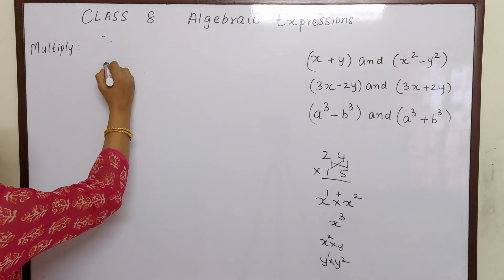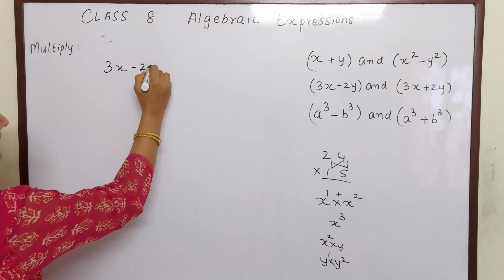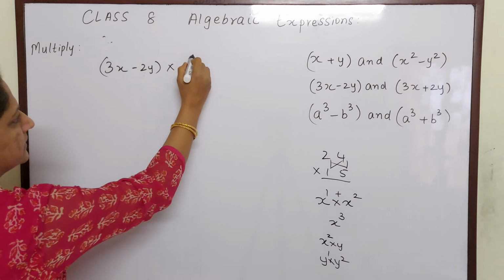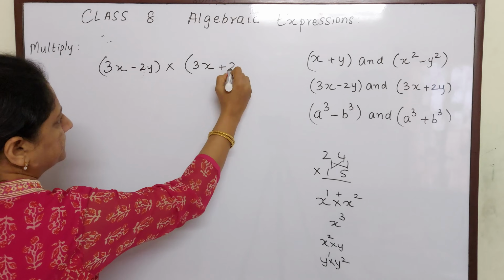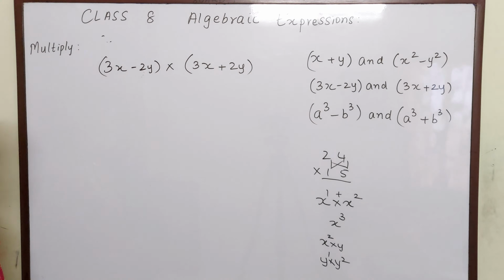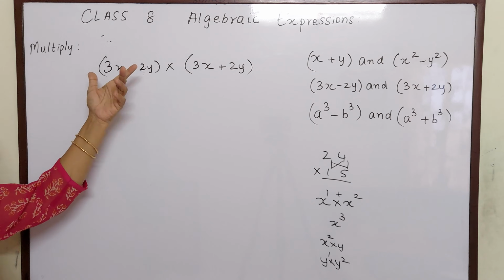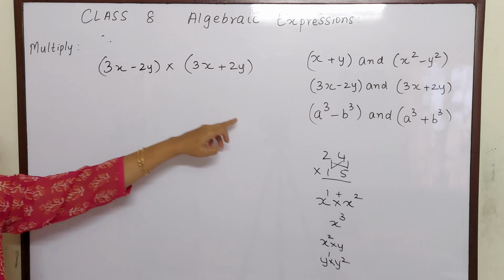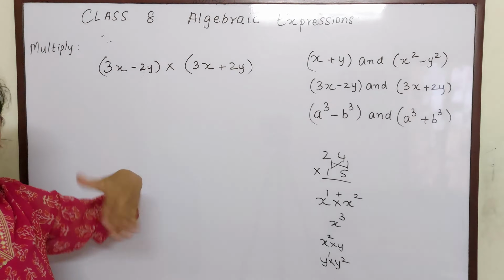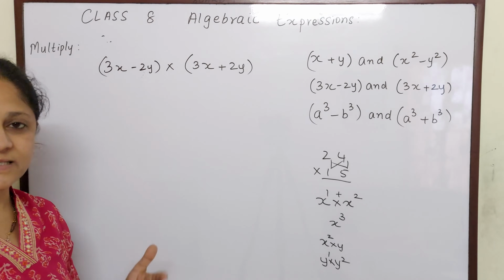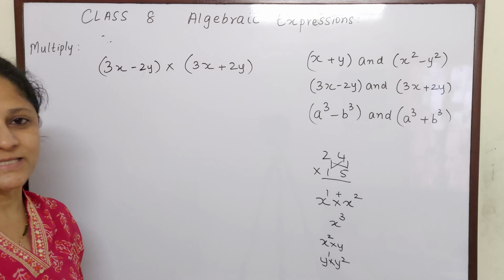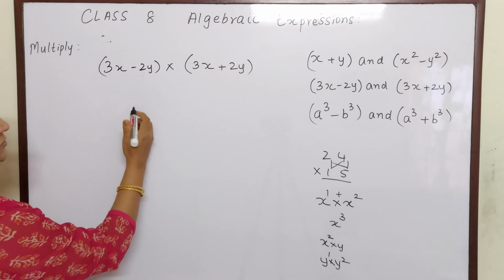(3x minus 2y) multiplied by 3x plus 2y. Now children, whenever there is one plus sign and one minus sign, try to write whatever has the minus sign 2 times and then distribute this, because if the plus sign comes outside the bracket, it will be easy to multiply. So I will write this only 3 times.